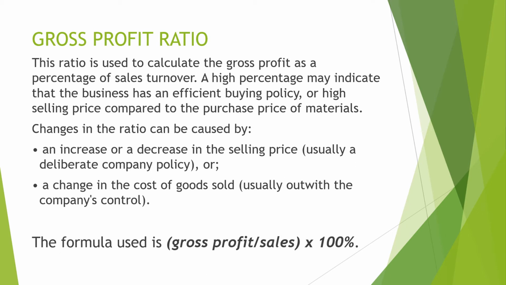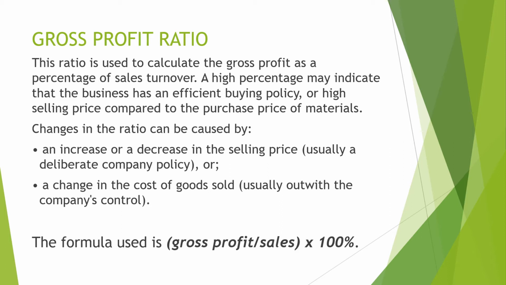So first and foremost, the gross profit ratio. This is used to calculate the gross profit. Now remember, your gross profit is your profit on trading. Your sales take away your cost of sales as a percentage of sales turnover. A high percentage may indicate the business has an efficient buying policy. In other words, they are able to buy products in raw materials, etc. at a cheaper price and sell for a much higher price. And that's what this says, or a high selling price compared to the purchase price of the materials. So the difference between the purchase price and the selling price is what we call gross profit. So the bigger that is, the better.